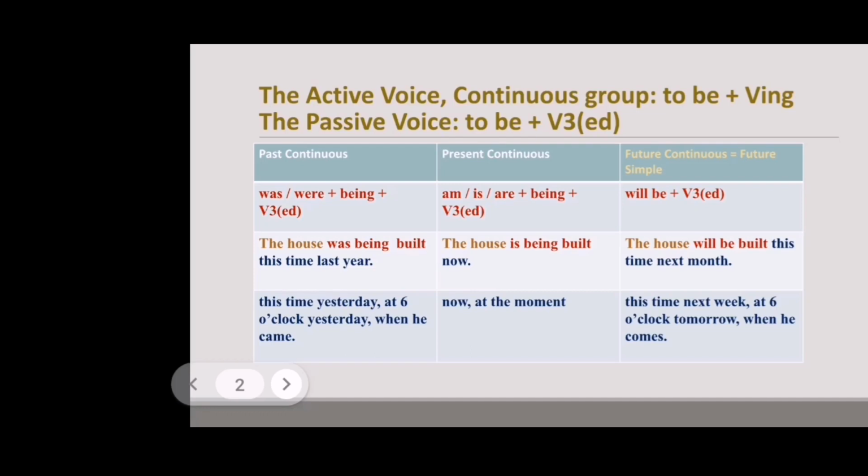For past continuous, to be in past was or were, to be in ing form it is being, and the third form of the verb or ending ed. Was, were plus being plus the third form of the verb. The example: the house was being built this time last year.